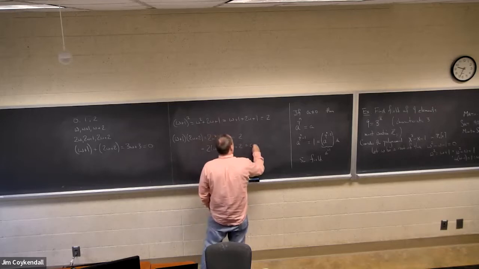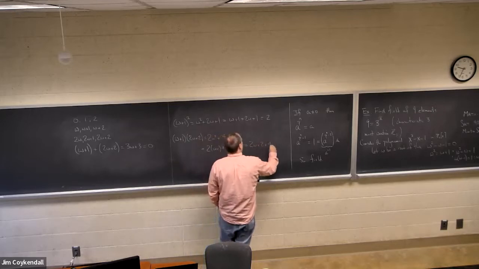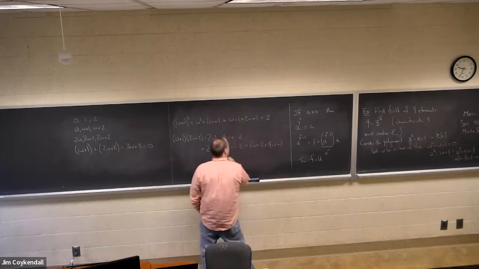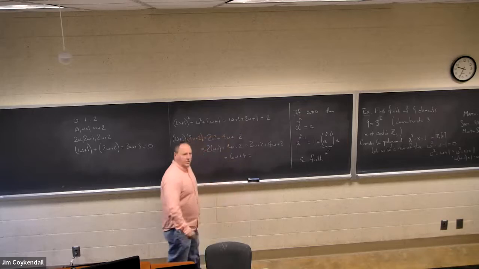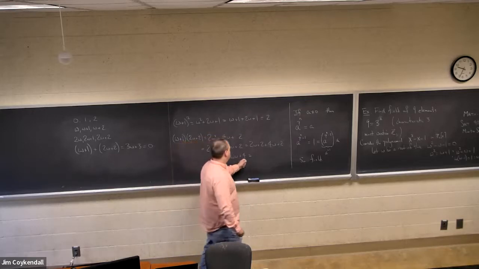So this is 2 omega plus 2 plus 4 omega plus 2, which is 6 omega plus 4. Now you reduce this mod 3, that's 0, and so that's 1.